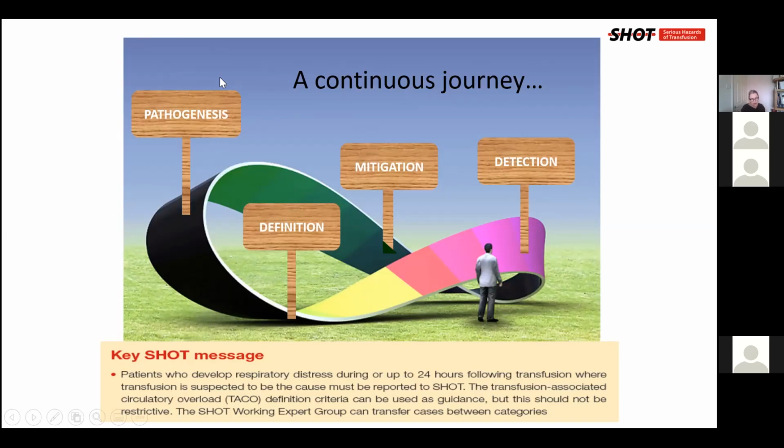But the key message from SHOT is that patients who develop respiratory distress during or up to 24 hours following a transfusion, where you suspect the transfusion to be the cause, please do report that to SHOT. Don't get too hung up about what category it goes in. We can discuss that within SHOT. So the important thing is that they are recognised and reported.